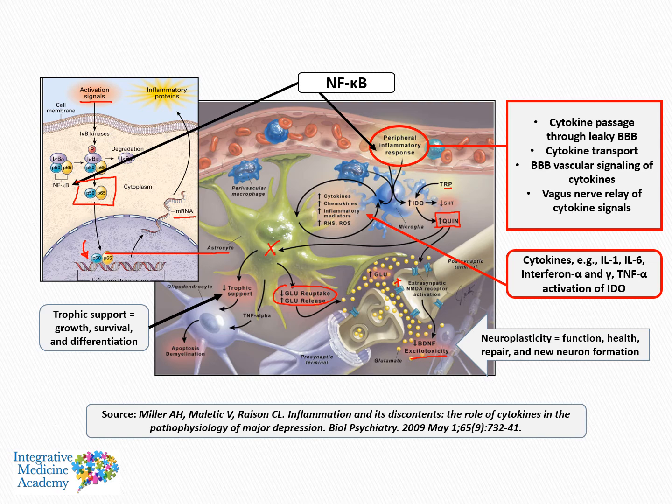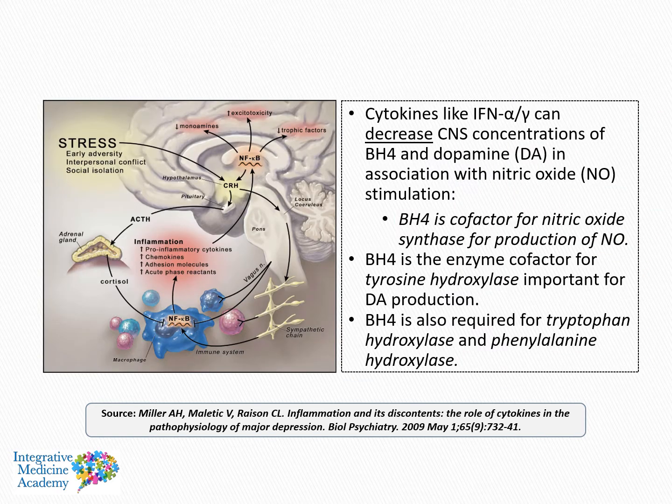And in this particular case, it's sequencing messenger RNA, which then produces inflammatory proteins. So the way it works is that NF-kappa B activates DNA to make messenger RNA. The messenger RNA moves into the cytoplasm of the cell, complexes with ribosomes, which then produce pro-inflammatory cytokines. Now, cytokines like interferon alpha, interferon gamma can decrease central nervous system concentrations of something called BH4.